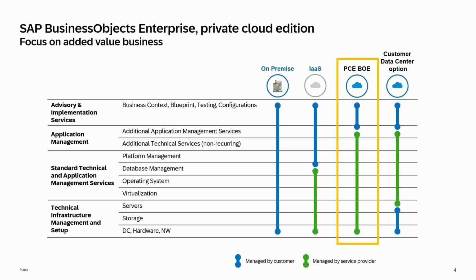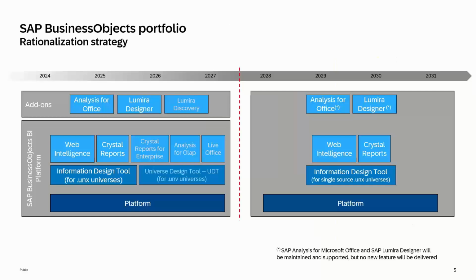We have an option for that, which is called customer data center option. But in this case, you need to run hardware which is certified by SAP. So takeaway here, you still have the choice, and you will continue to have the choice to run Business Objects either on-premise or through a managed cloud.